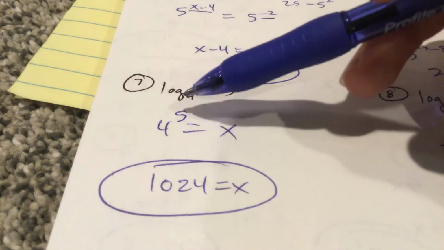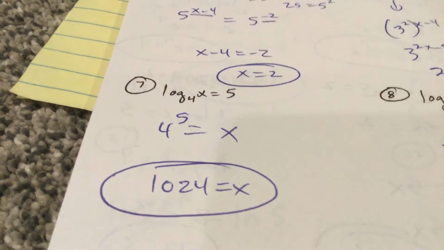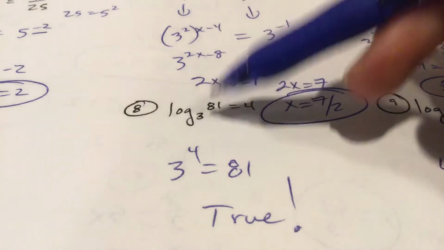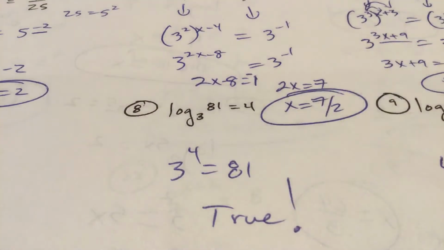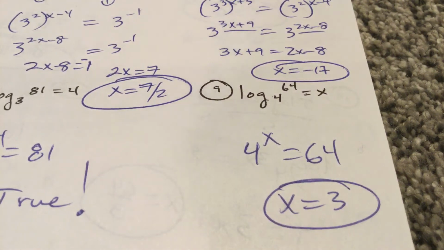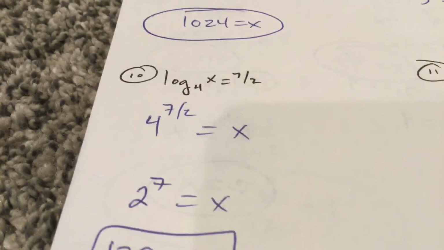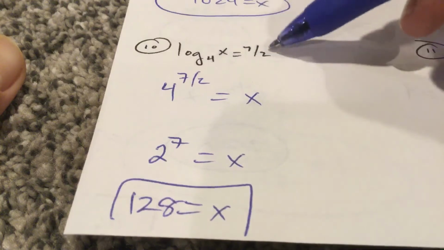On 7, 4 to the 5th is equal to x. Just write in exponential form. 3 to the 4th equals 81. That's just true. I made a boo-boo on that one, so write it like that. That's a freebie. On number 9, 4 to what power gives you 64? That power is 3. On number 10 here, you have 4 to the 7 over 2 equals x.